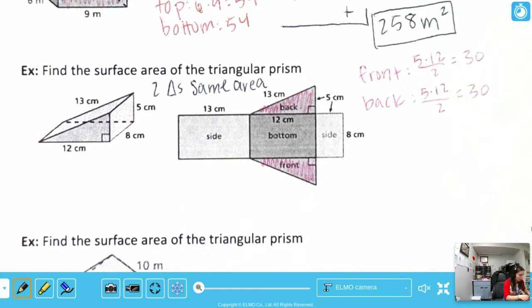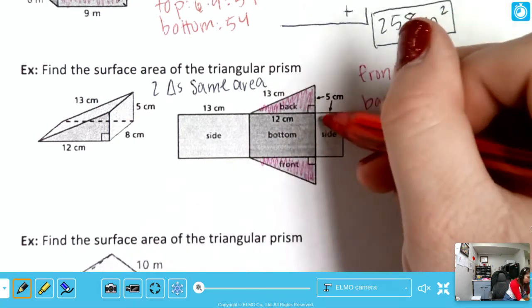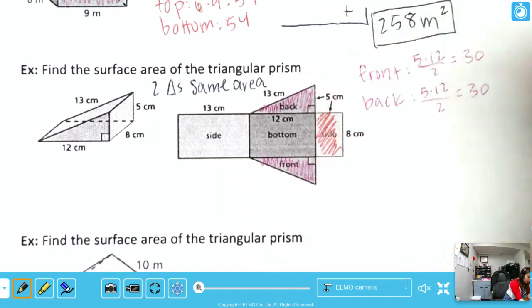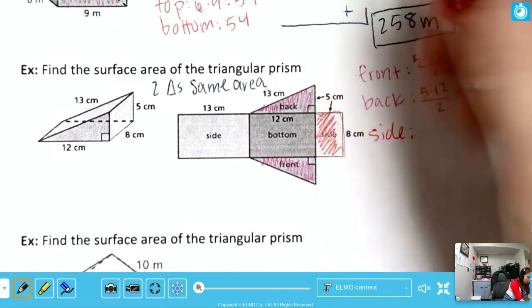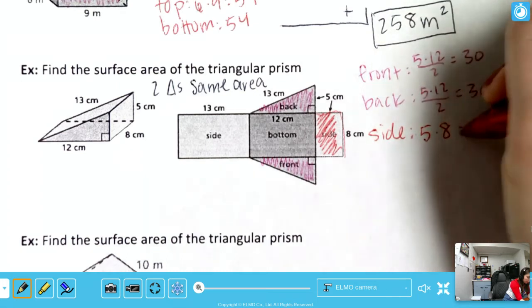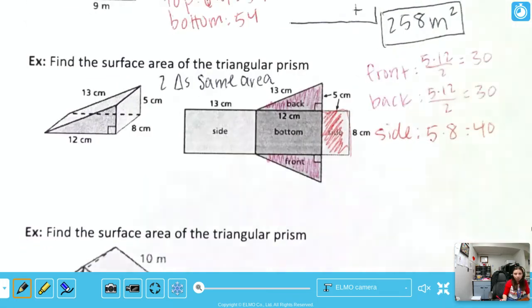Now I can work on these 3 rectangles, side, bottom, side. Doesn't matter which one you want to do first. I'm going to start over here with this side. That side is a rectangle. Its length and width are 5 and 8. So I'm going to do 5 times 8 to get an area of 40.